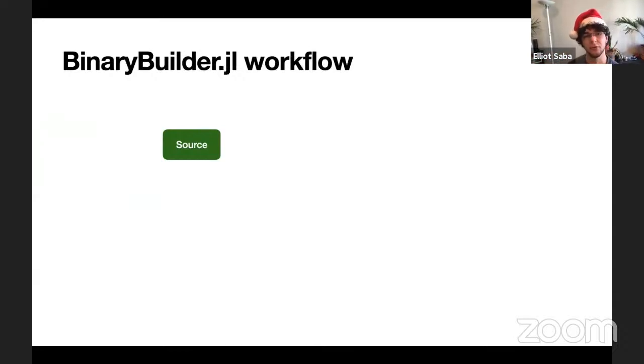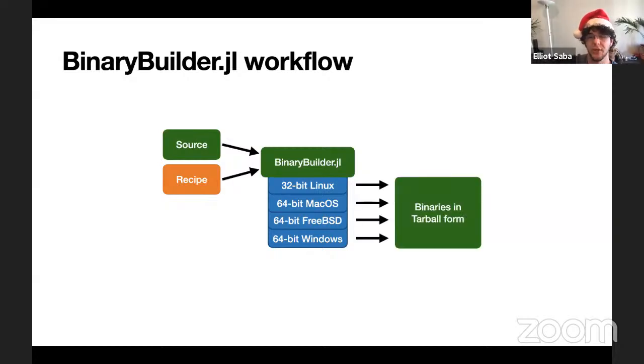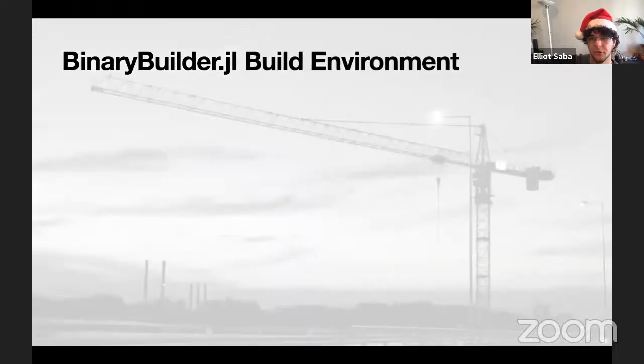So the BinaryBuilder workflow is that we start out with some source and a recipe. The recipe gives the instructions on how to build the source. We feed that into BinaryBuilder, which has inside of it multiple compiler shards. Compiler shards target different platforms that Julia can run on, such as 32-bit Linux or 64-bit Mac OS or 64-bit Windows, etc. And each of these are going to create binaries in tarball form. Now, the way that BinaryBuilder does this is through providing a build environment that's going to make it easy to target these different platforms.